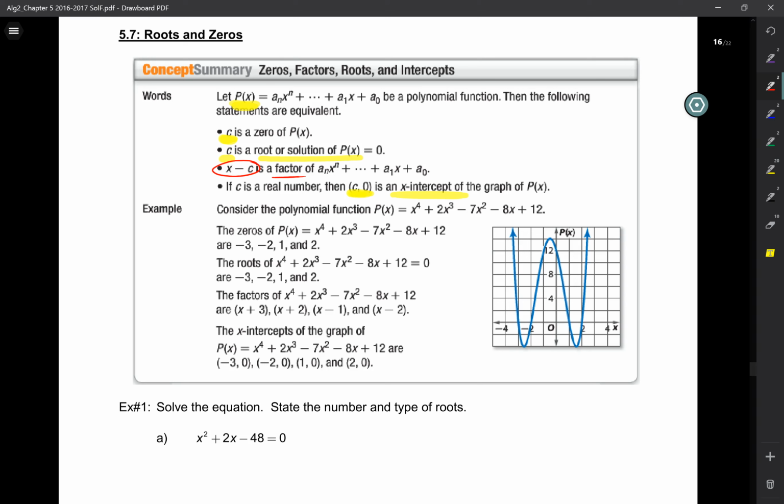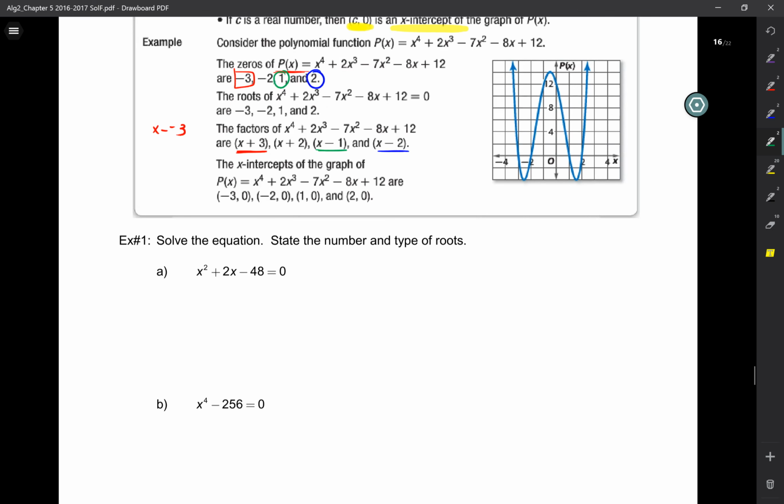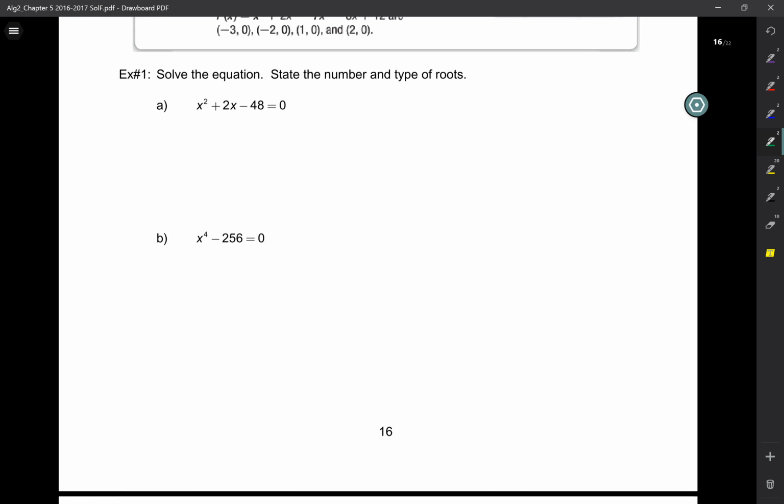So let's take an example. Suppose you have this polynomial, p of x. -3 is a solution of this. Well, that means that x minus -3, or x plus 3, is a factor. Similarly, 2 is a solution of that polynomial. Well, that means x minus 2 is a factor. You can keep going. 1 is a solution. That means x minus 1 is a factor. You get the idea? So we're going to work with this idea in this section. We're going to come back to that in a little bit.